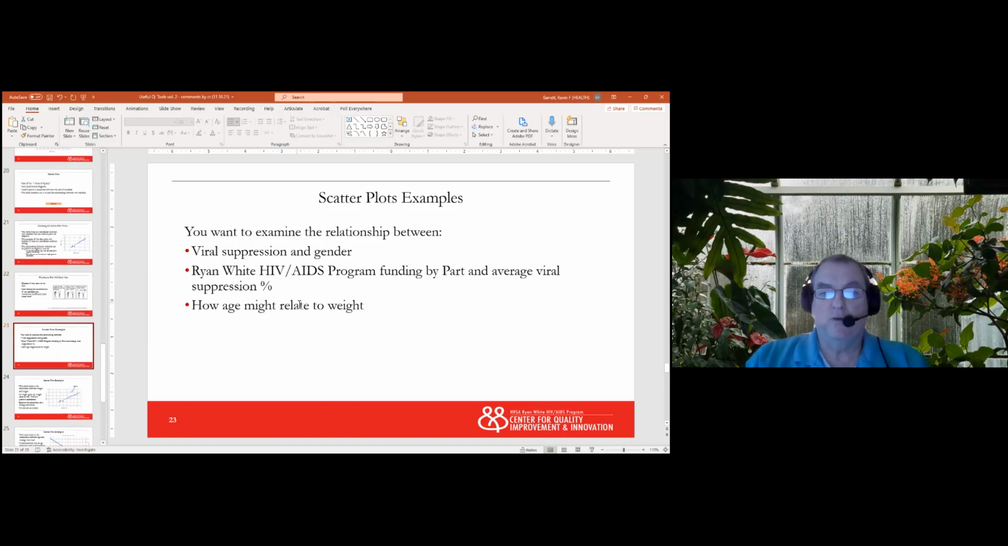So let's say if you want to look at viral suppression and gender. Again, we just made these things up for the purpose of the tutorial. If you want to look at the funding parts A through D, and the average viral suppression rate. If you want to look at how age might relate to weight. There's a world of things that you can examine to see if there's a correlation or not. It'll start with an idea.